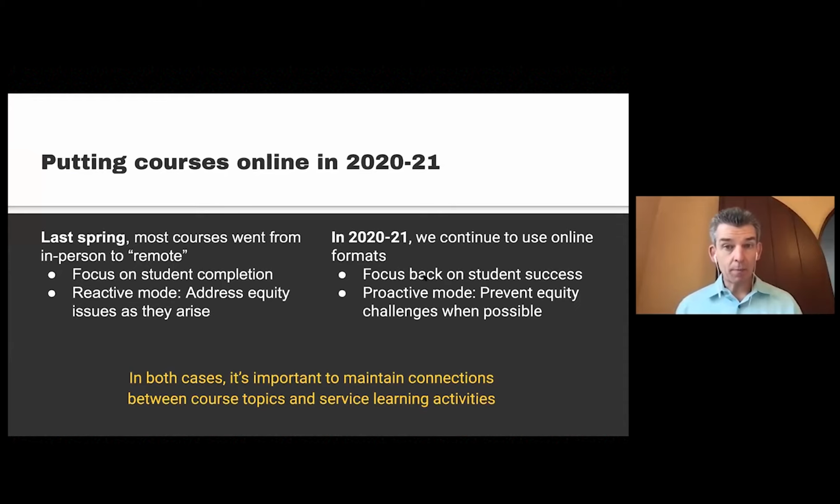First, it's important to think about our context. This year, while we're putting courses online, we have to remember last spring, courses went from in-person to emergency remote teaching and learning. The focus then was just on helping students complete their courses, and we were in a very reactive mode. We addressed equity issues only as they arose. This year, we're continuing to use online formats in the Cal State system, but the focus is now back on student success. And we're in a proactive mode where we want to prevent equity challenges whenever possible.